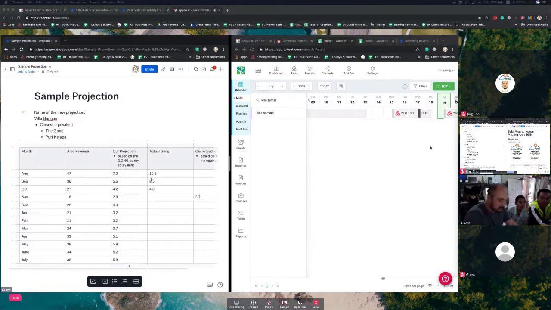December it did 6.2. That's good because we're underestimating. And then January it is 4.4. We're also underestimating. February it is 5.4, and then March is 5.4.